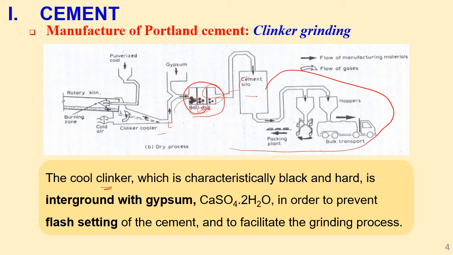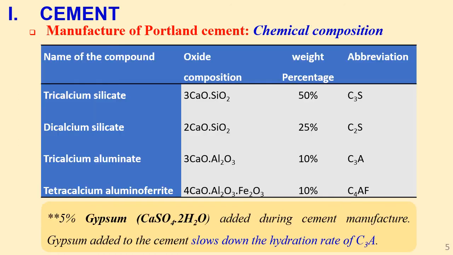So the cool clinker, which is black in nature, is interground with gypsum in order to prevent flash setting as well as to facilitate grinding. The gypsum will facilitate the grinding process of cement. So this is the composition of the cement that will be produced, specifically Portland cement. Portland is just a name given after the original cement, which was made in Portland, England, from Portland stone. But even if in your locality you don't have that stone, we are talking of cement having the properties of that initial cement.